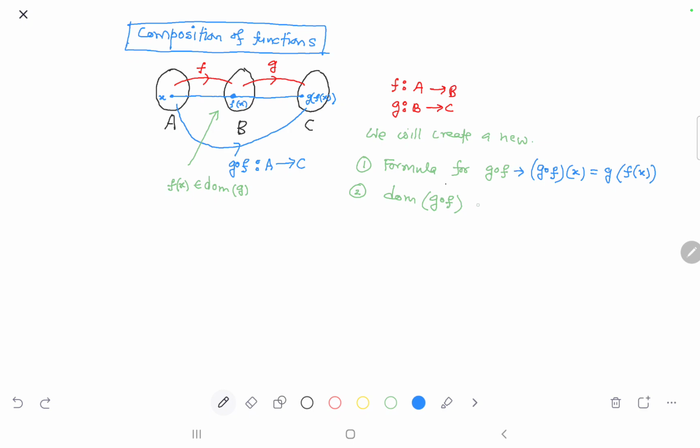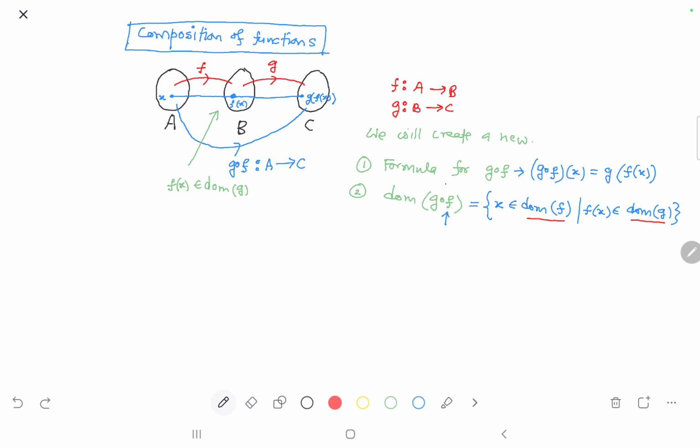So how do we calculate the domain? If you look at the diagram, it is clear that we take those elements from the domain of the first function F. In the notation G composition F, you are applying first F, then G. So those x belong to the domain of F such that F of x must be in the domain of G. If we know the domain of F and the domain of G, then we can easily calculate the domain of G composition F.